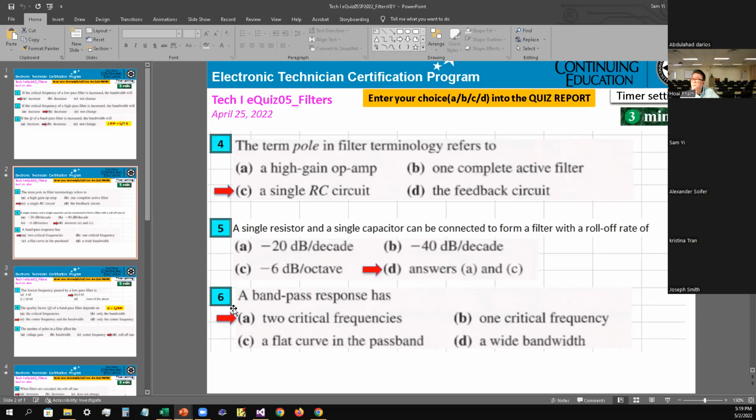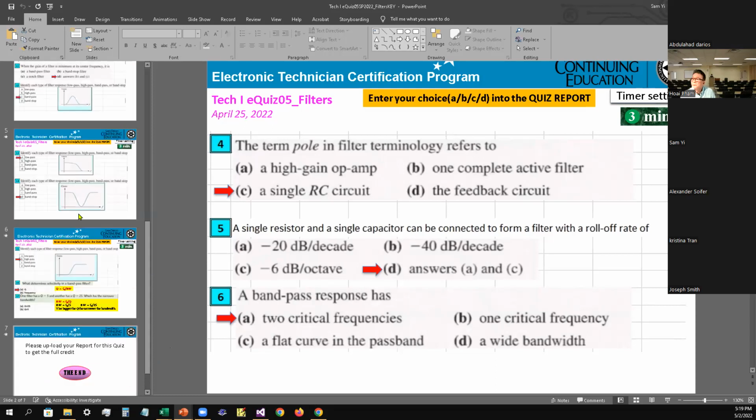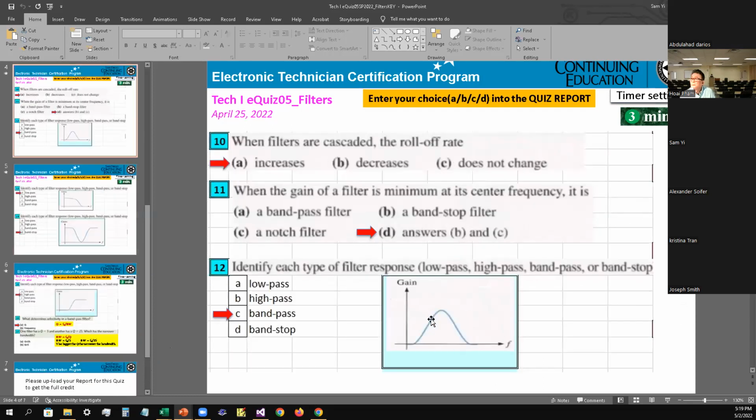Okay, so number 6, a band pass response has... Okay, so the answer is A as in apple: it has 2 critical frequencies. The band pass filter is this right here. So you have 1 critical frequency at the lower side here, and the other one on the upper side over here. So that's why we have 2 critical frequencies.